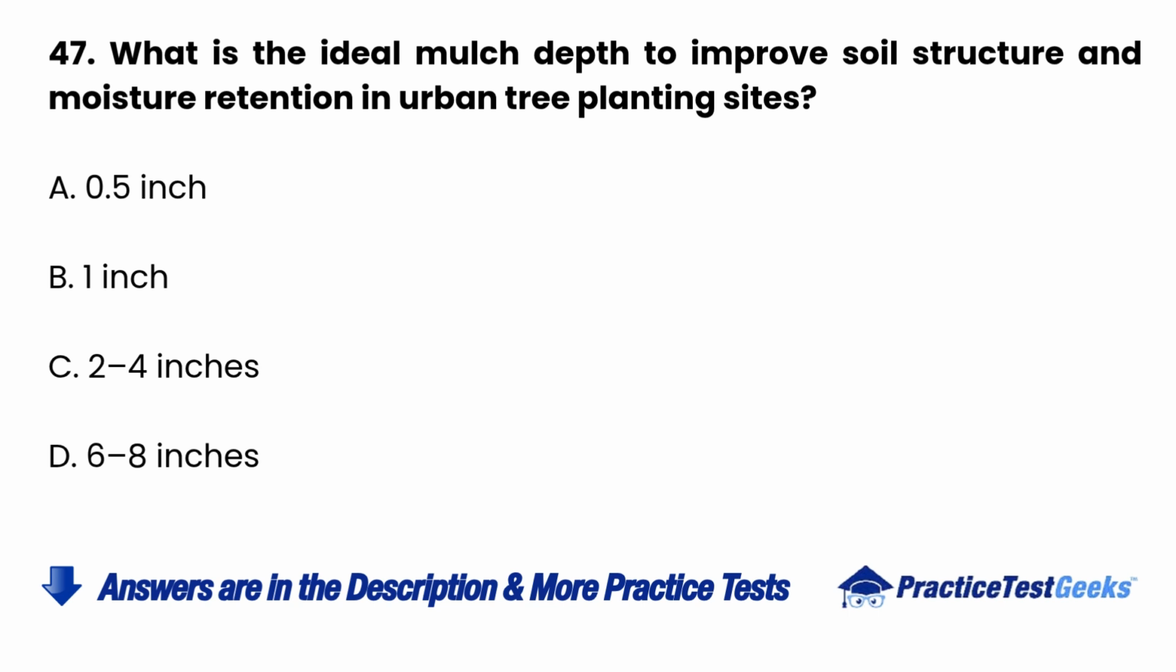47. What is the ideal mulch depth to improve soil structure and moisture retention in urban tree planting sites? A. 0.5 inch. B. 1 inch. C. 2 to 4 inches. D. 6 to 8 inches.